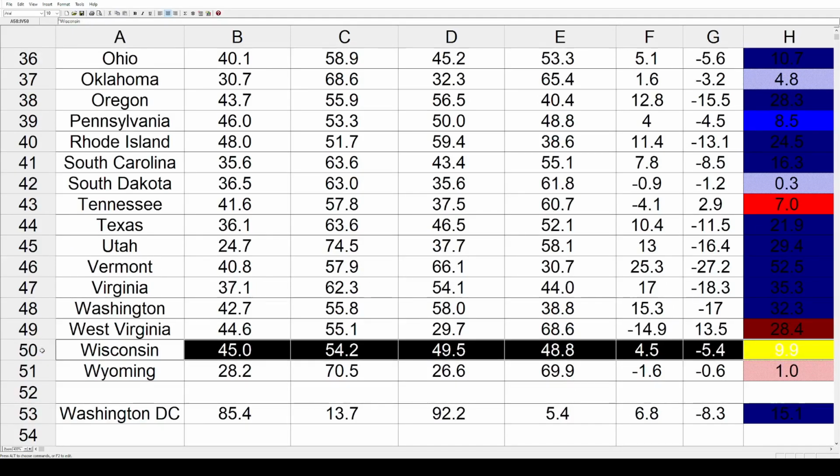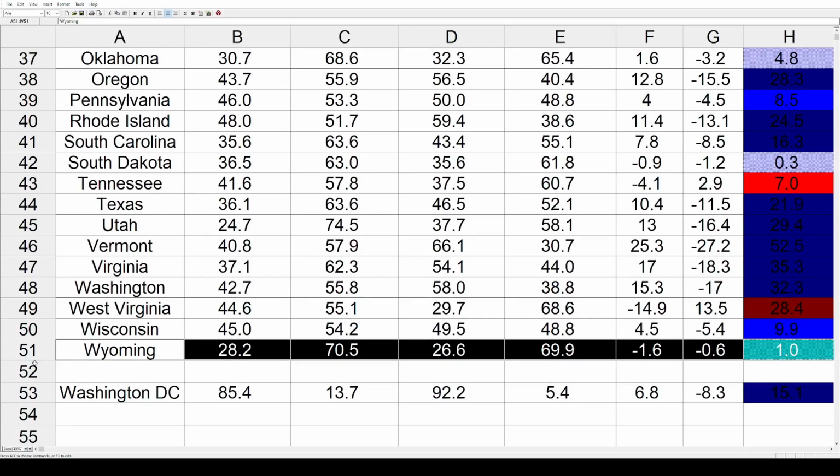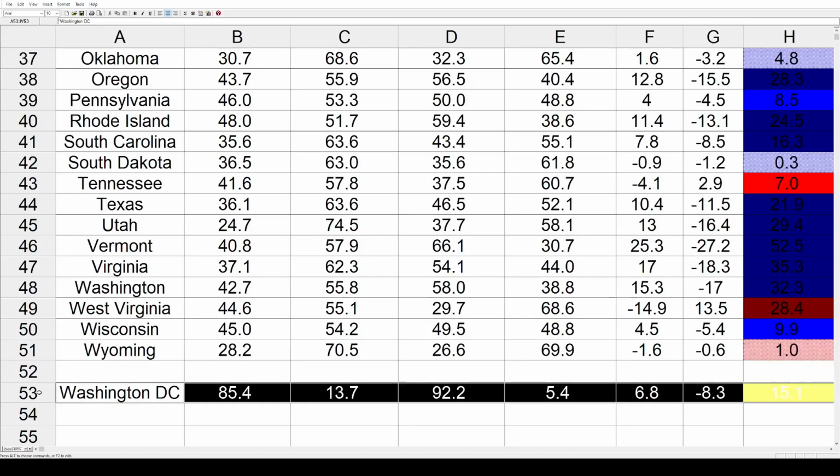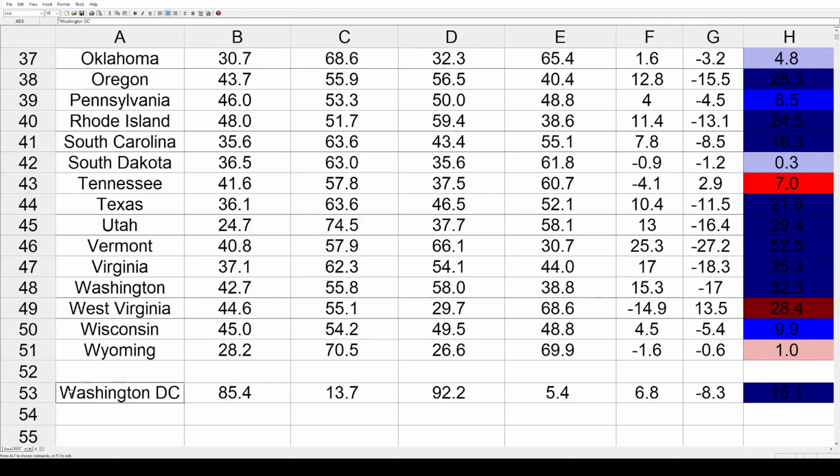Wisconsin went just under 10%, 9.9 toward the Democrats. And the last state is Wyoming. That did go toward the Republicans but by a mere 1%. So those are all the states, but I also have Washington, D.C. on here. We know that's extremely blue, but it got 15.1% bluer between '84 and 2020. So those are all of the states and all of the shifts.